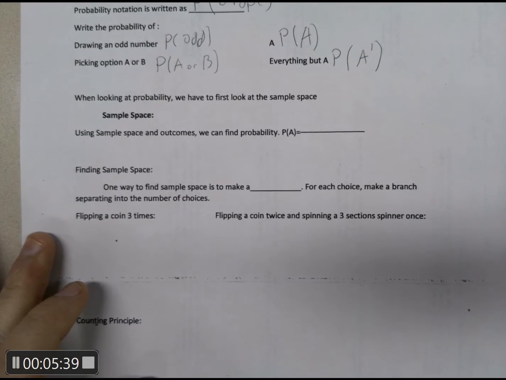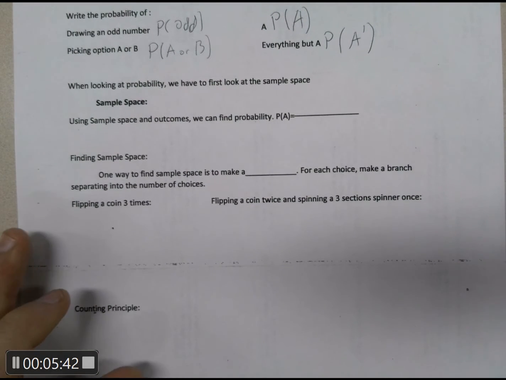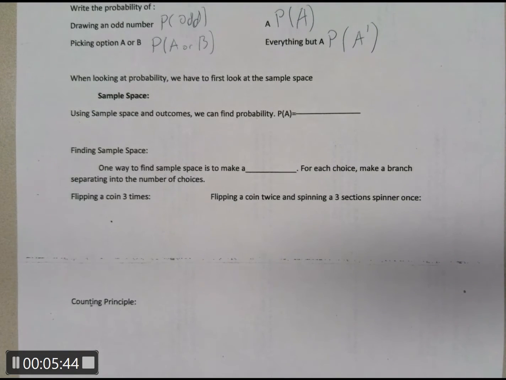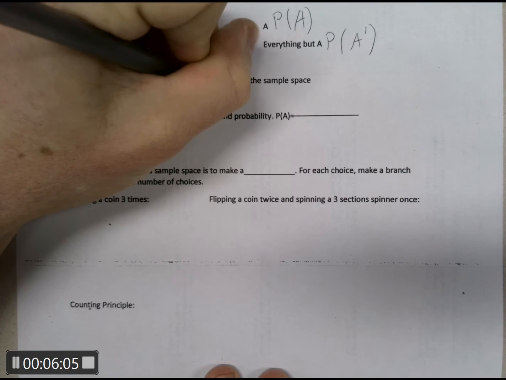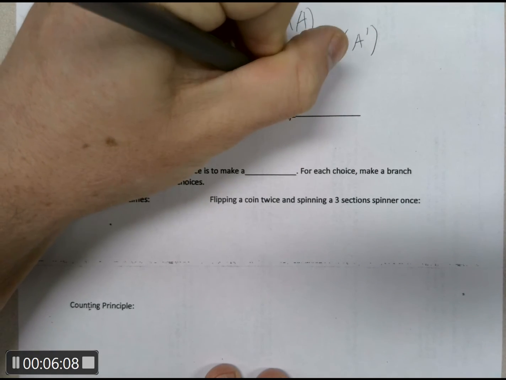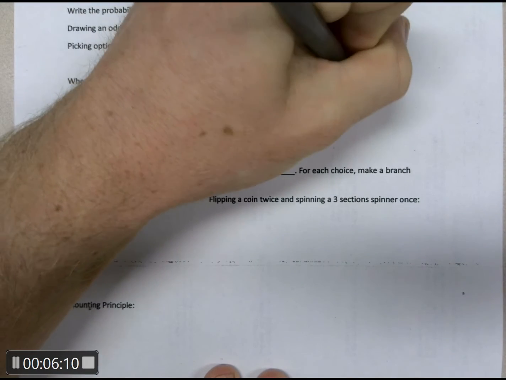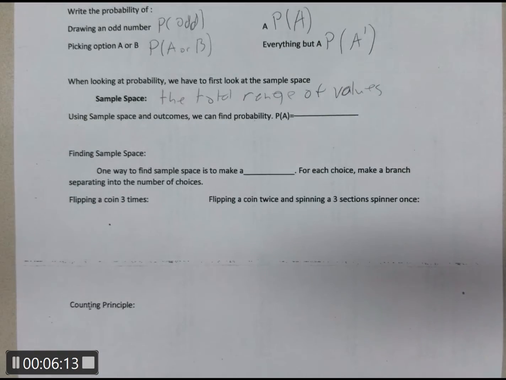When we're looking at probability, we first have to look at the sample space. The sample space is everything that can happen. Yesterday the sample space we had was cherry, lemon, grape, and the other flavors. It's everything that can happen. The sample space is the total range of values that can happen in whatever we're doing.